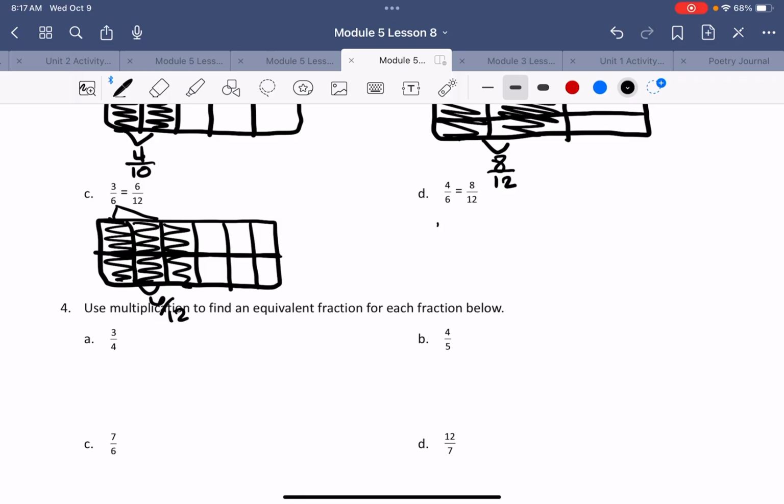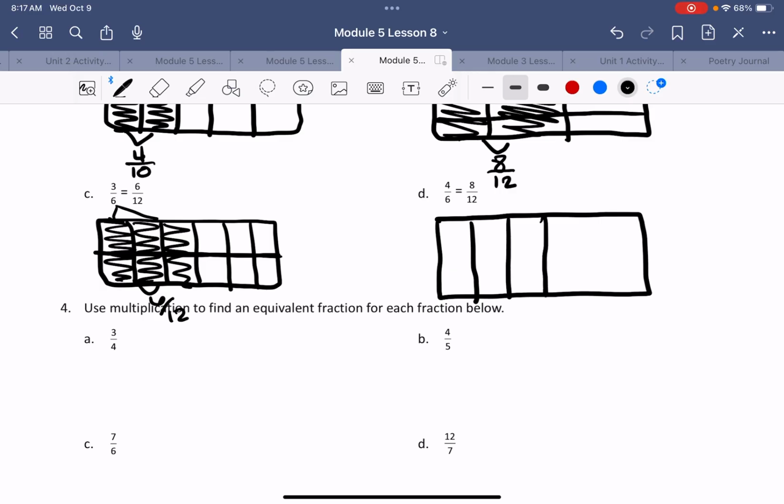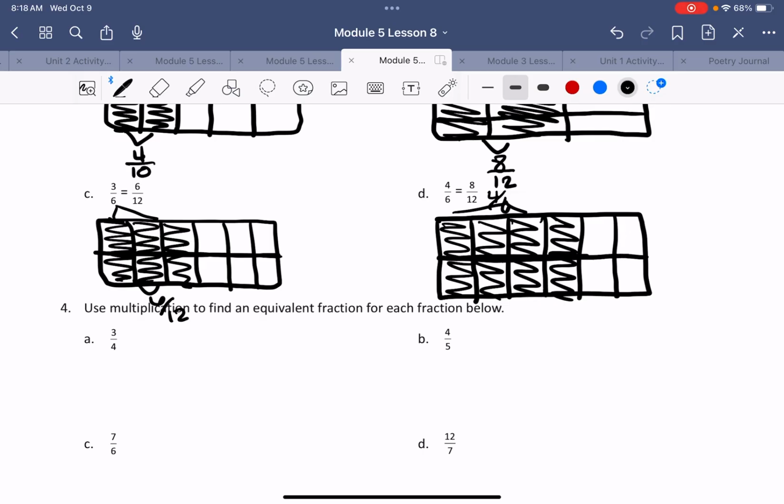All right, for our last one, we're going to draw a box. Again, we're going to show 4/6. So break it into 6 parts. This time we have 4 out of 6. So we shade 4 parts out of 6. That gives us 4/6. To make 12ths, we're going to have to break the box in half. And now we have 8/12.